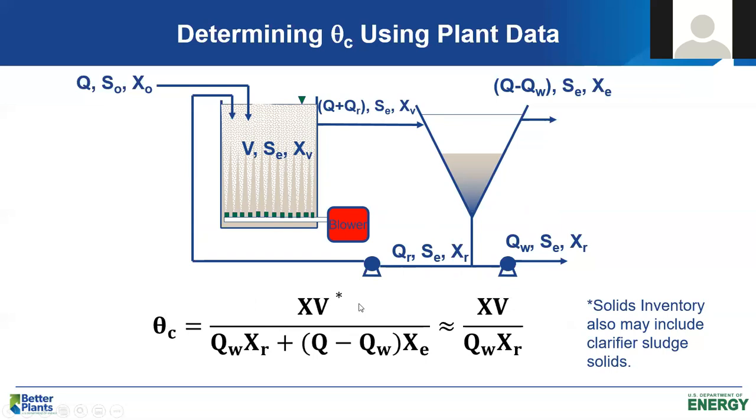But theta C is equal to our biomass inventory divided by the biomass leaving the system each day. Q sub W, that's our waste sludge flow rate, times the solids concentration in the waste sludge. That's our intentional wasting, the solids that go out intentionally in the waste sludge. Q minus Q sub W times X sub B, that's the solids going out in the effluent. That's what we call our unintentional wastage. So the sludge age is our solids inventory divided by the solids wasted intentionally plus the solids wasted unintentionally. And again, a very important design and operating parameter.